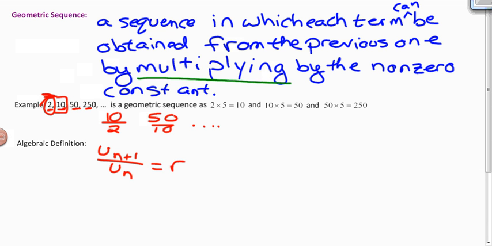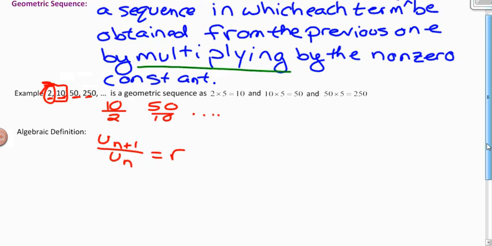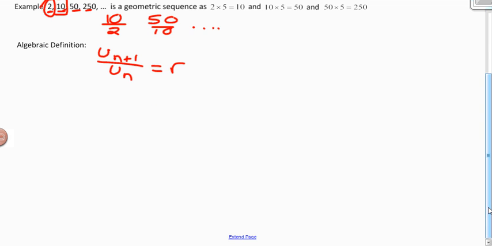That's going to give you your r value, which is your multiplier, your common ratio. The formula that you can use for this one is u sub n equals u sub 1 times r to the n minus 1. Again, a formula that you can go through and memorize.